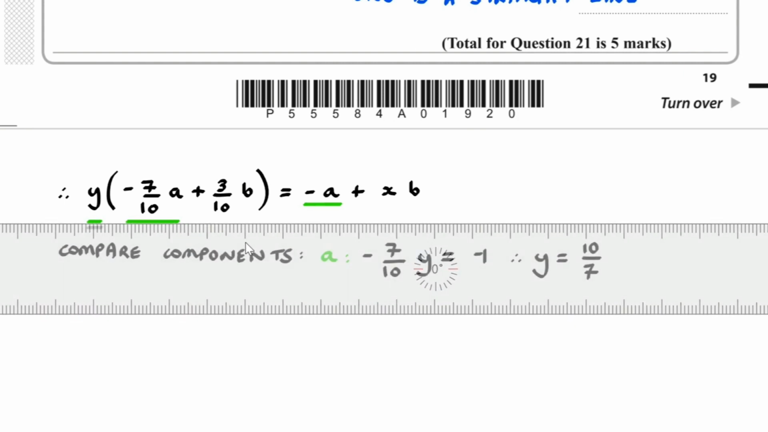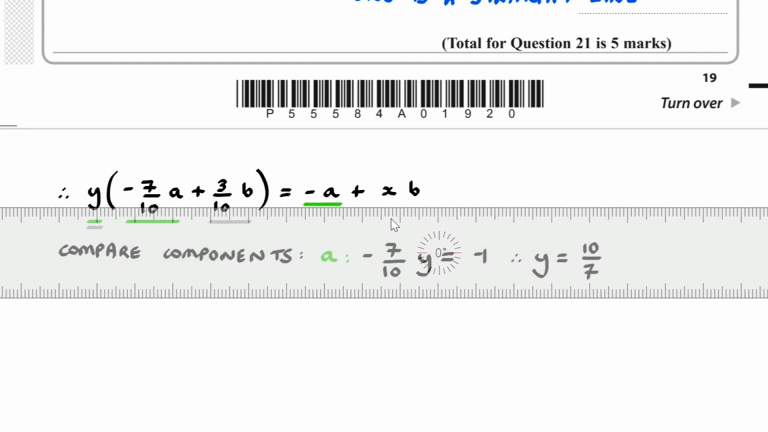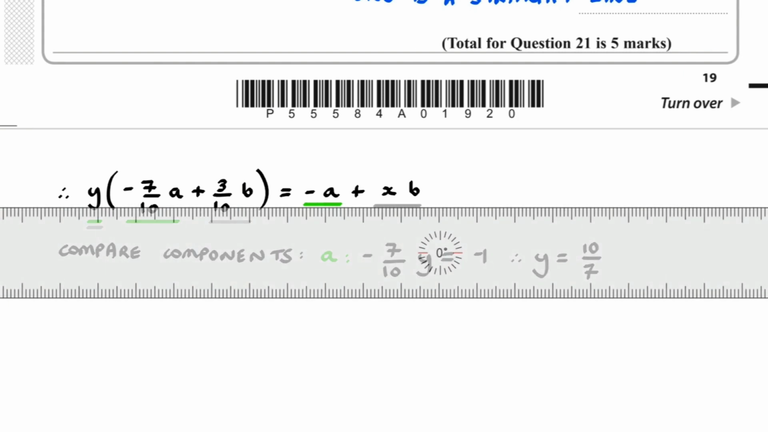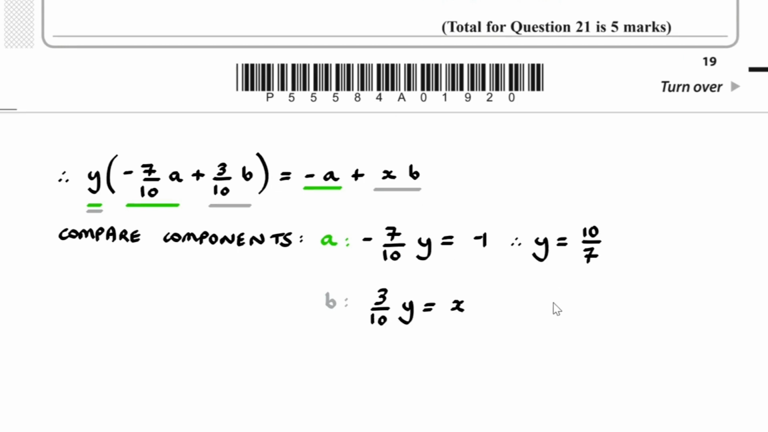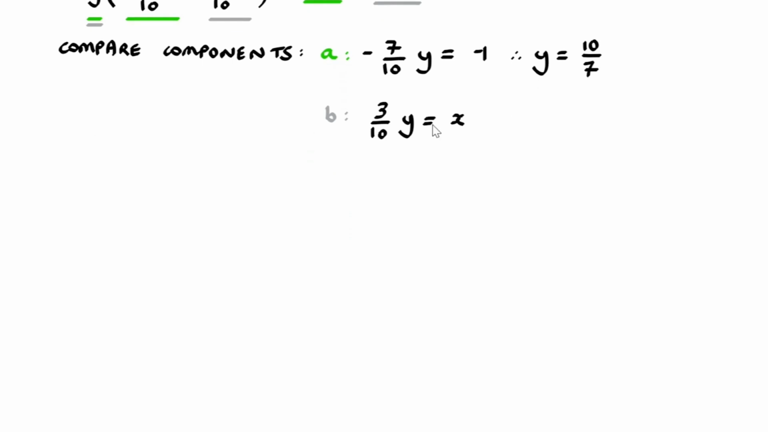And if I take a look at the B components, I've got y multiplied by 3/10 B, and that will equal xB. So I've got y times by 3/10, and that's equal to x. And because I know what y is, that's 10/7, that means I've got 3/10 multiplied by 10/7 equals x. So x is equal to 3/7.